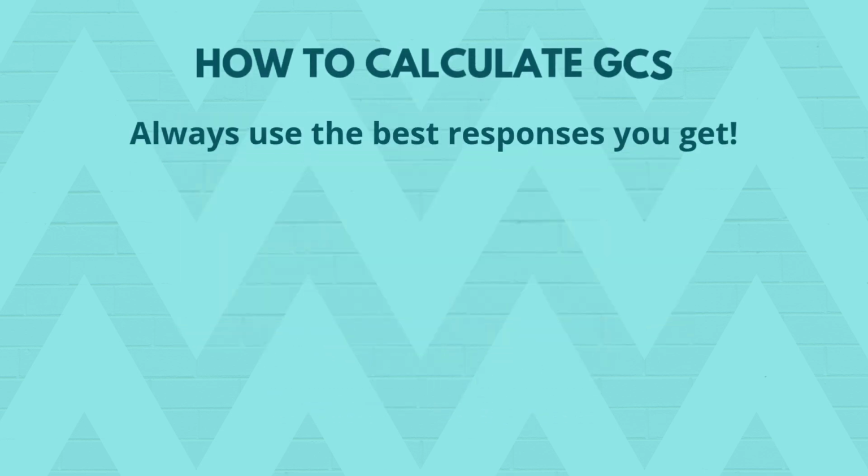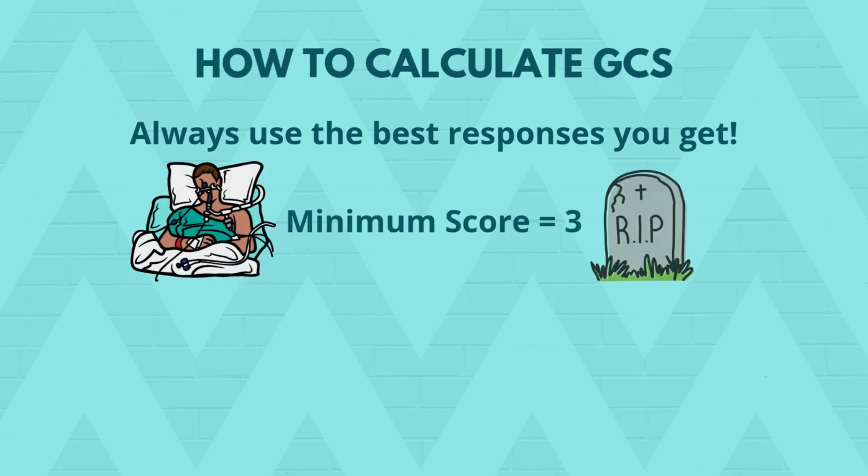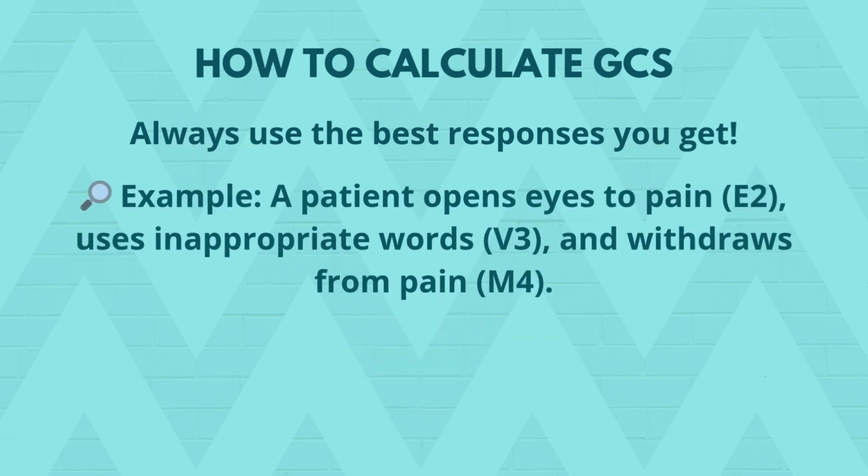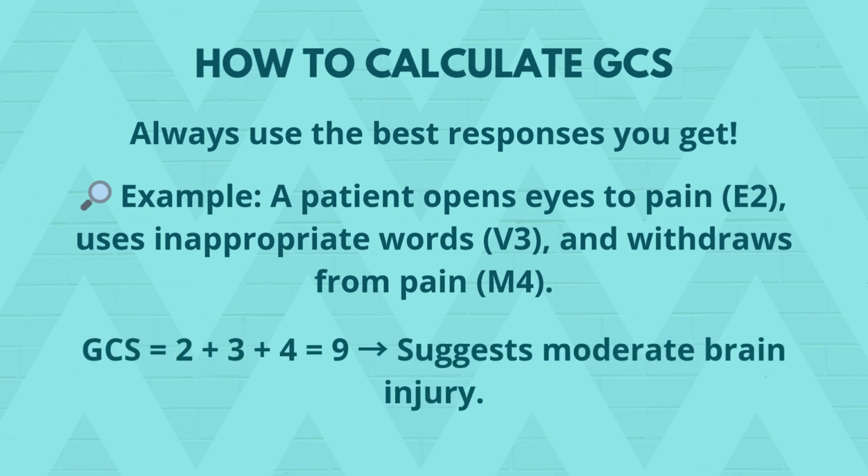Add the best responses from each category. The minimum score is 3, and that's a patient in deep coma or deaf, and the maximum score is 15, and that's a fully alert patient. For example, a patient opens his eyes to pain, which is 2 points, uses inappropriate words, which is 3, and withdraws from pain, which is 4 points. You'll end up on 9 points, and that may suggest moderate brain injury.